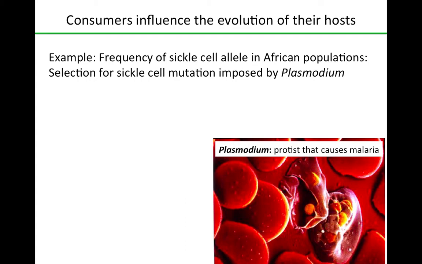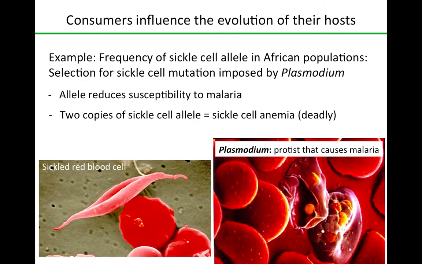And so the reason that this mutation or this allele has implications for malaria is that the effect of the mutation on the hemoglobin that results from the gene makes the hemoglobin and the red blood cells that they're associated with less susceptible to this protist. So the individuals that have this allele are less susceptible to malaria.